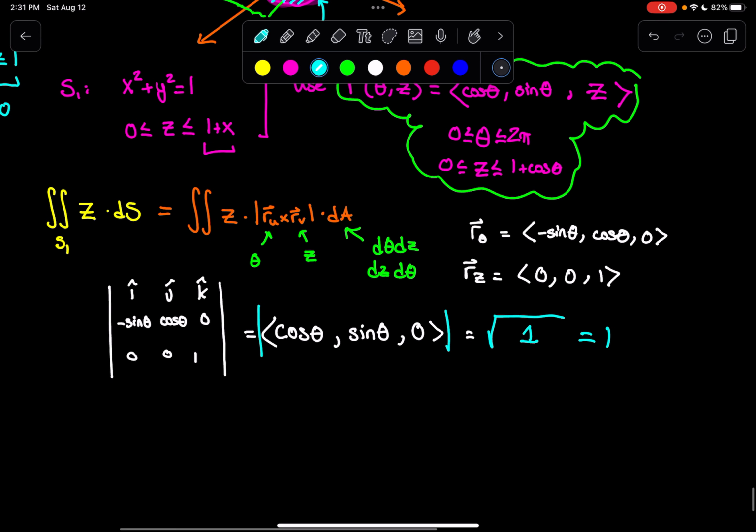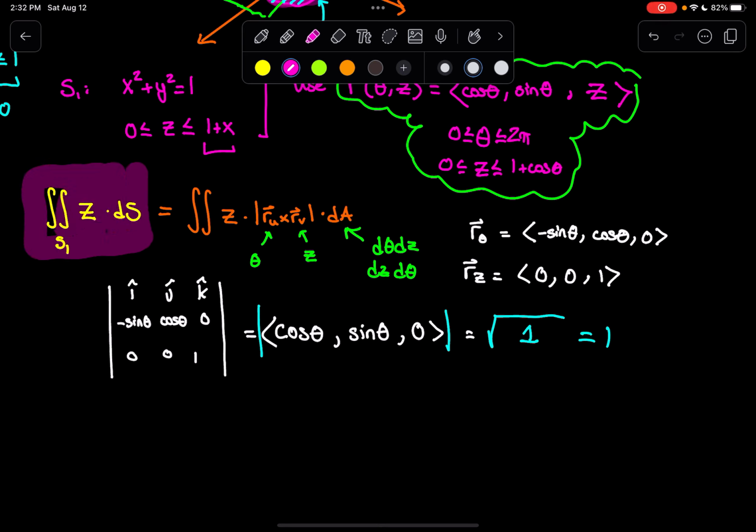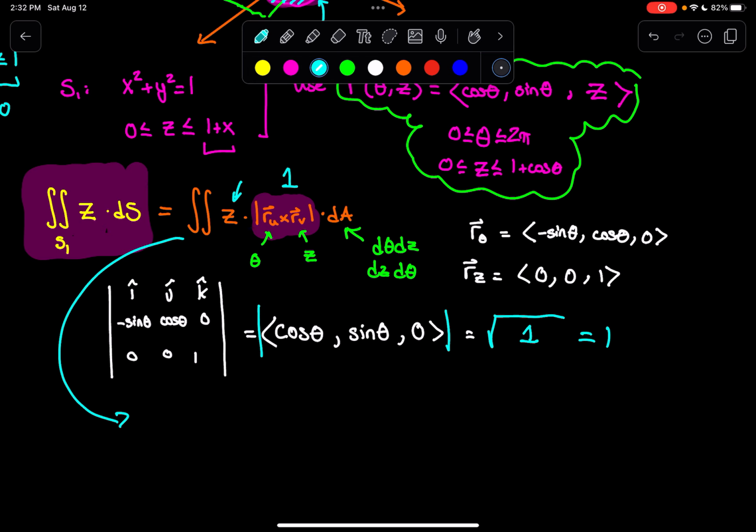So kind of just recapping what we've done before, we're basically working on this surface integral right here. We just figured out this chunk right here evaluates to be really nice. That's just 1. Z is already in terms of z because that's one of our parameters. And so now we can just set up this double integral: we'll let theta go from 0 to 2 pi. Our z needs to be the inner one because it goes from 0 to 1 plus cosine theta. And then we're just going to have our z times dz d theta.